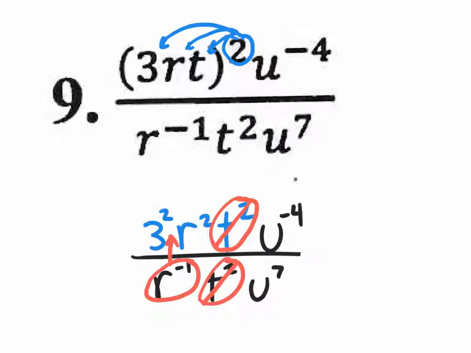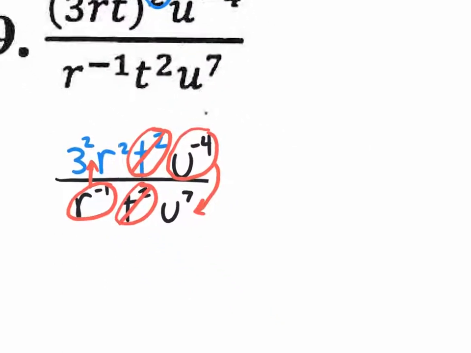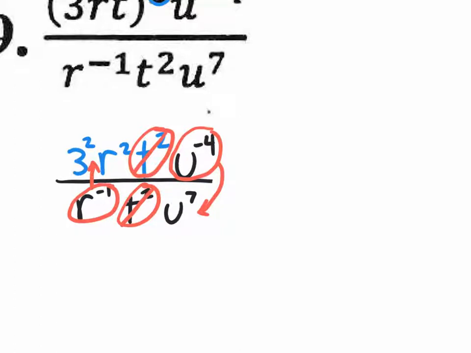I want to put it right in between the 3 squared and the r squared. Okay? And the u to the negative 4, I'm going to circle it and rewrite it right there after the u to the 7th. So I'm going to rewrite this thing, obviously, because it's getting ugly. So instead of 3 squared, what am I going to write? Instead of 3 squared? 9, okay? And I have the r to the positive 1 because I moved it up, and I still have the r squared that was originally up there.